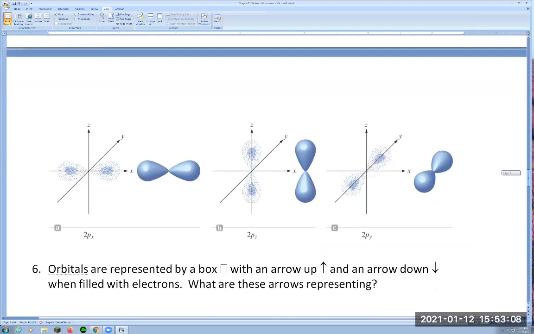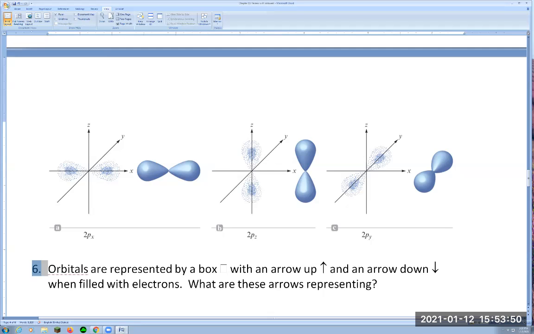It's very complicated to draw them like this. So orbitals, and that's question 6 here, are represented with a box. A box represents an orbital, and then we draw an arrow up and an arrow down to represent electrons when it's filled. So what are these arrows representing? If you have not learned that yet, per orbital, there can be only 2 electrons maximum. There is a rule that says so.